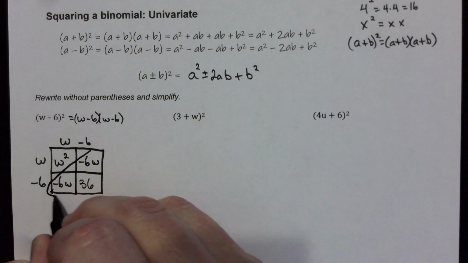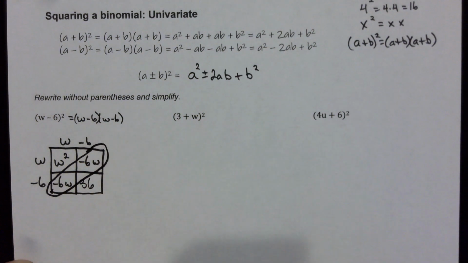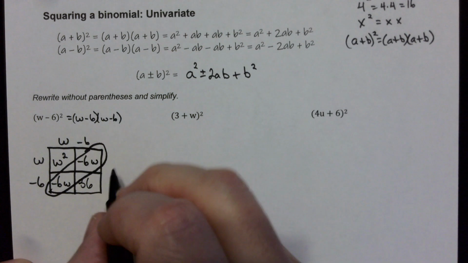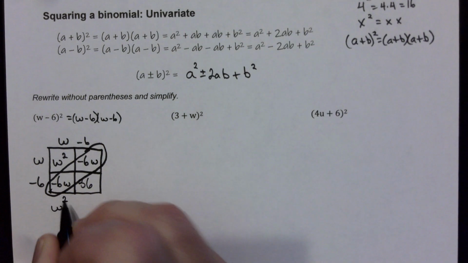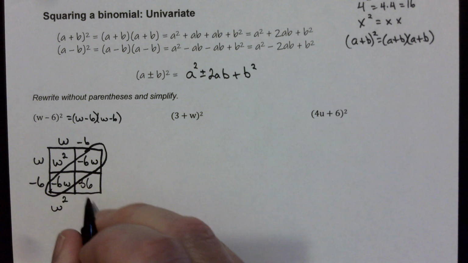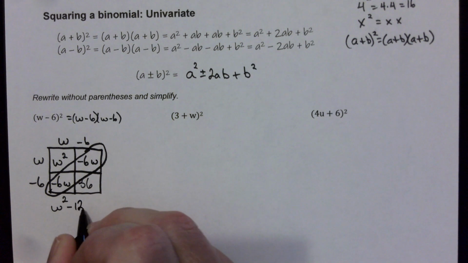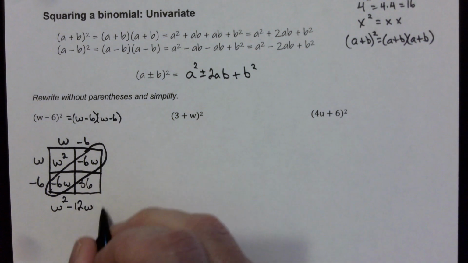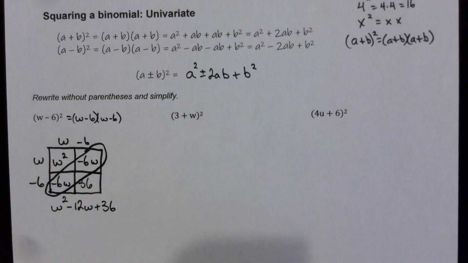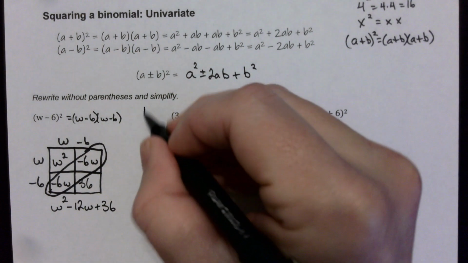We will add up these two terms because they are the same sign. We'll keep the negative. So this will end up being w squared, and then when we combine these two, keep the negative, so that's negative 12w, and then plus 36. Okay, so there's our answer. Let's take a look at the next one.